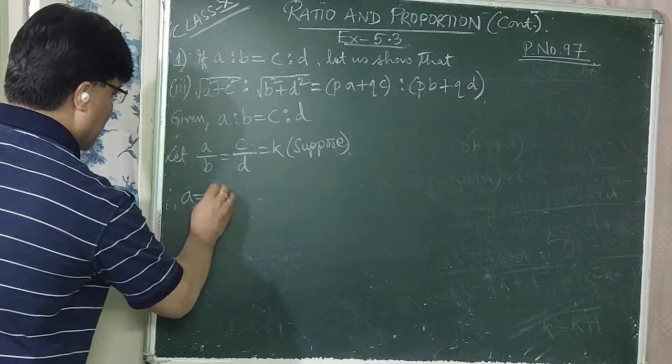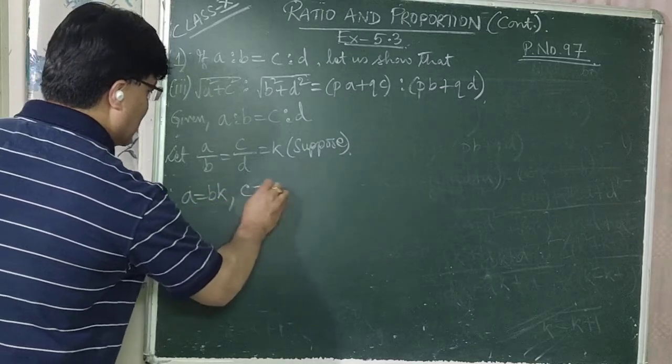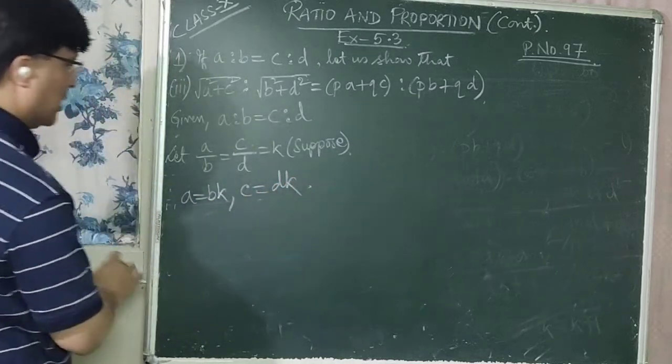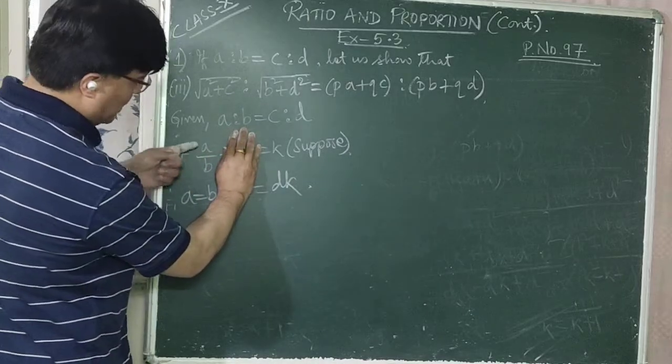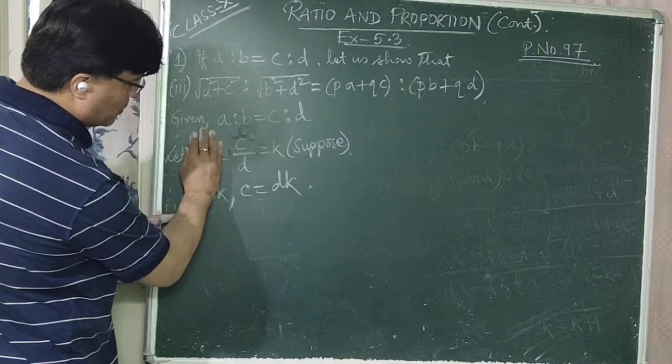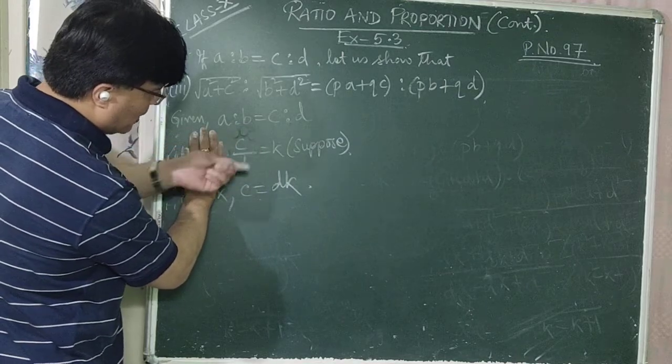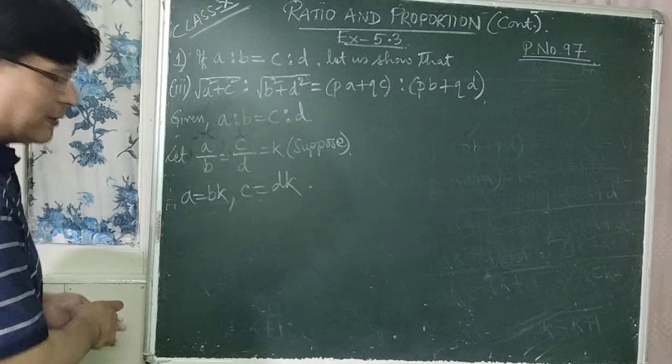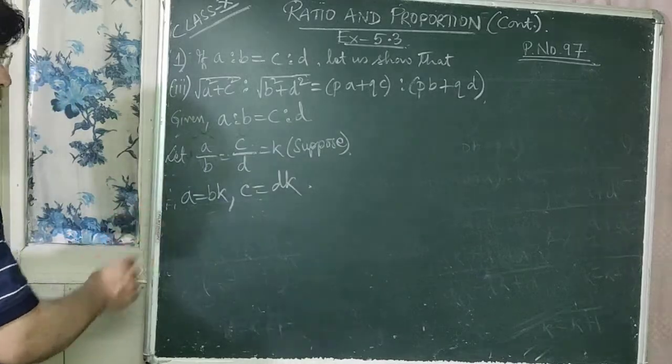Therefore A is equal to BK, comma C is equal to what? It is DK. So A by B is equal to K, so cross multiply, A is equal to BK. Again C by D is equal to K. What is C equal to? That is DK, right? So let us prove LHS is equal to RHS.